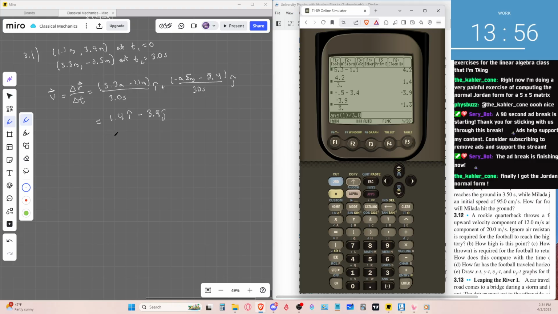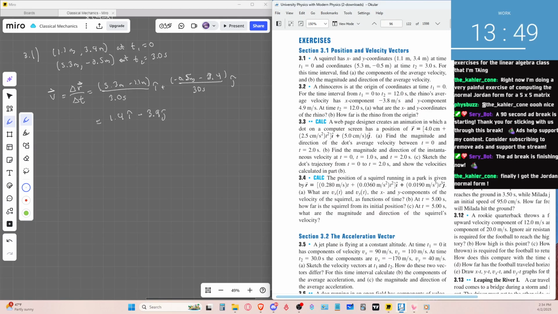Alright, so we got those. Now, the question's asking, for this time interval, find the components of the average velocity. The average velocity we have, I think we have part A. And B, the magnitude and direction of the average velocity. Okay, so magnitude should be no issue.